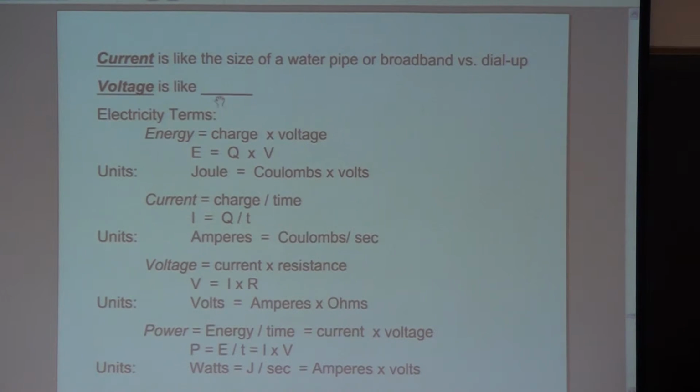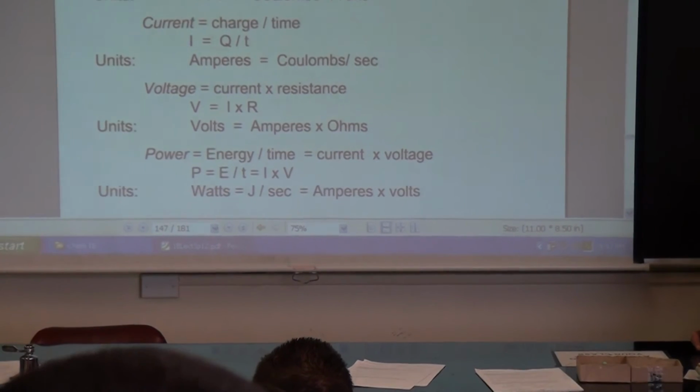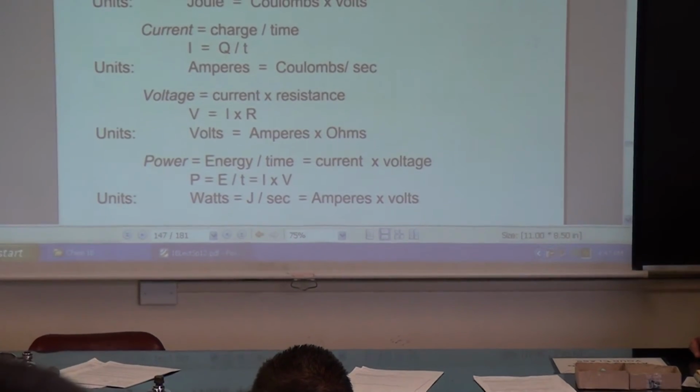Now, note that current is like the size of a water pipe. If you have a bigger water pipe, that means you can pass more current through that water pipe. So really the thicker gauge wire, that means you can pass more current through that wire. Or that's like broadband versus dial-up. With broadband, a lot of information, a lot of current flows through that pipe, versus dial-up, which is a really thin wire or thin pipe.